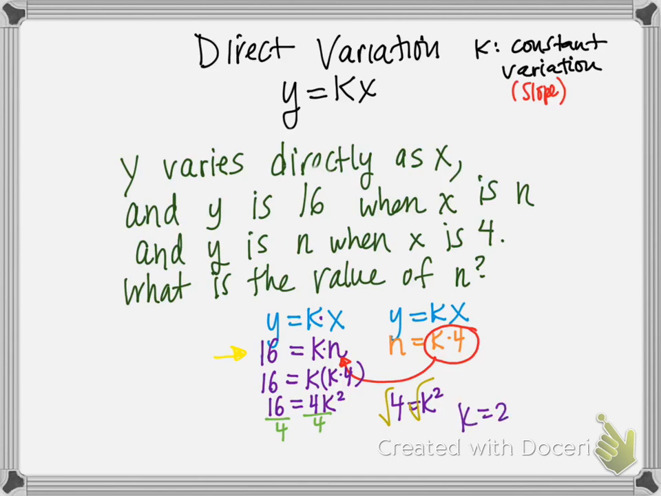All right, so now that we know k is equal to 2, I could solve for n. I could use this equation right here because n is equal to k times 4. And now that we know k is equal to 2, it's 2 times 4, which is 8. So n is equal to 8.